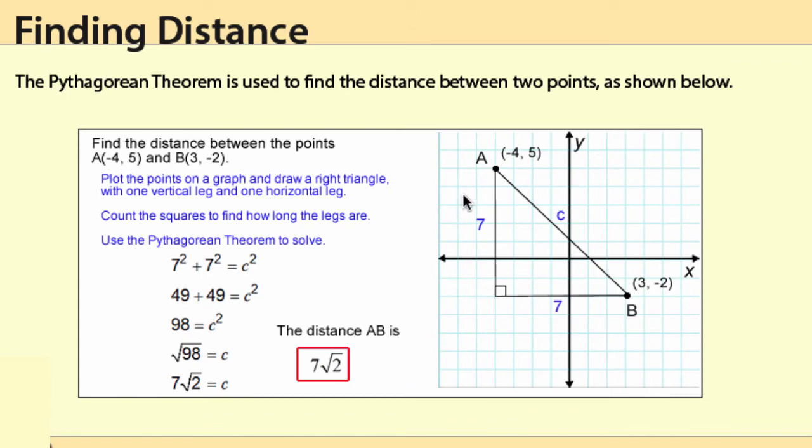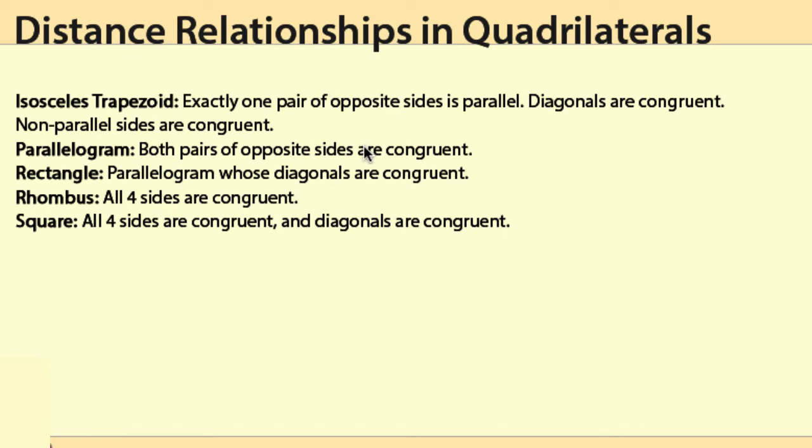And here's a review of using Pythagorean theorem to find distance. Now here are the distance relationships you need to know. Isosceles trapezoid: exactly one pair of opposite sides is parallel, diagonals are congruent. Non-parallel sides are congruent. That's another way of saying that. Parallelogram: both pairs of opposite sides are congruent. Rectangle: parallelogram whose diagonals are congruent.